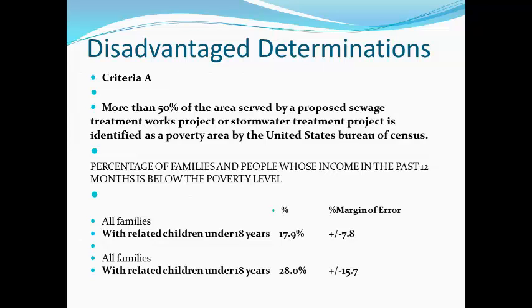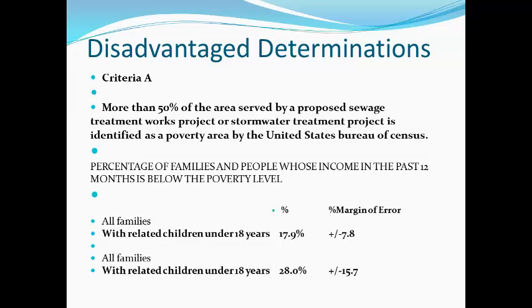In this first example, the first community has a percentage of 17.9, and clearly this is not 20% or greater, so they do not satisfy criteria A for disadvantage determination. The second municipality has 28% of its population below poverty level, so on the surface it would appear that this municipality is disadvantaged.